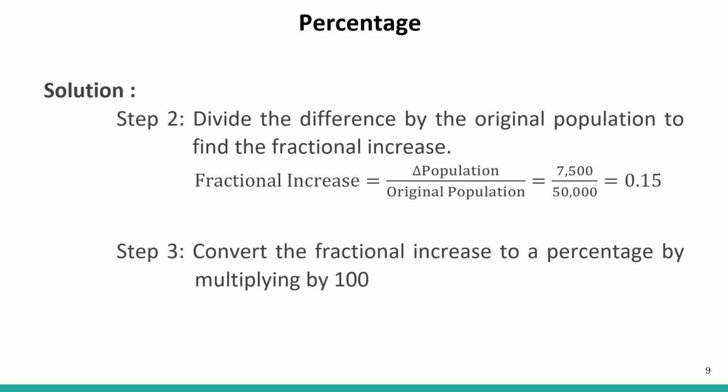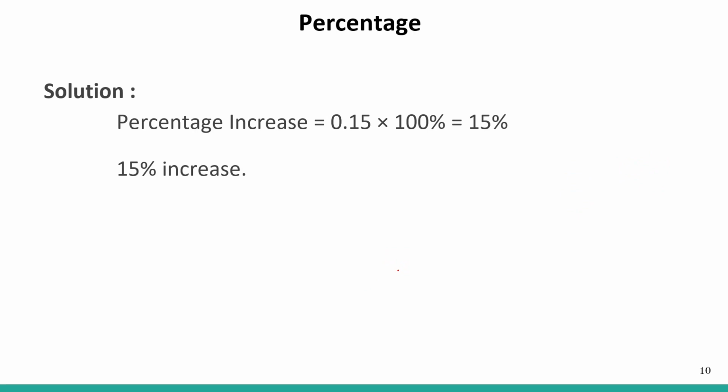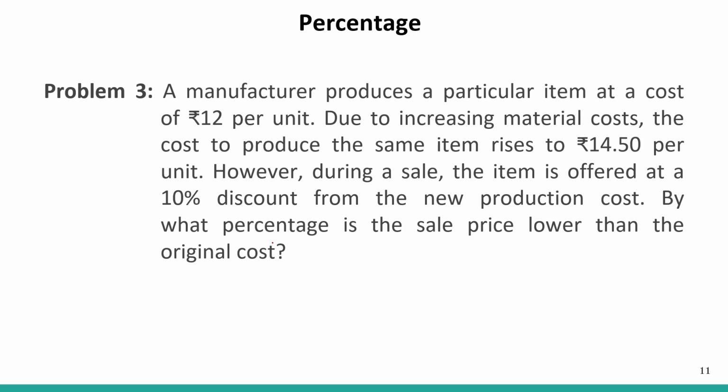So dividing the difference in population by original population, we got 0.15 right here. What we did was divide the difference in population by the original population. Next, we convert the fractional increase to a percentage by multiplying by 100. So percentage increase is equal to 0.15 into 100, which is 15%. So this is nothing but 15% increase. So problem number 3.